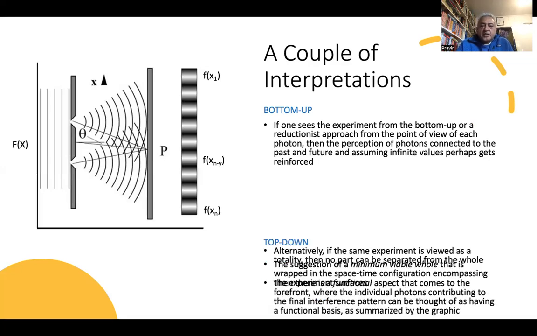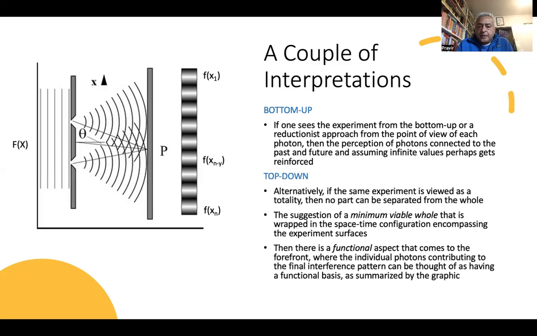Now, if we consider a different interpretation, a top-down interpretation, the same experiment is viewed as a totality, so that no part can be separated from the whole. Then what arises is a suggestion of a minimum viable whole that somehow is wrapped in the space-time configuration encompassing the experiment. So here is an illustration of the experiment.